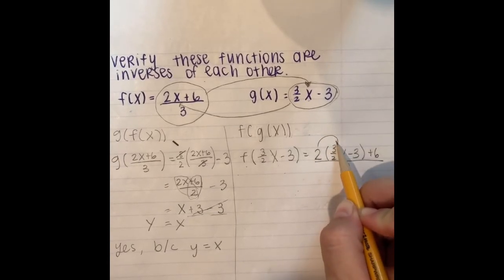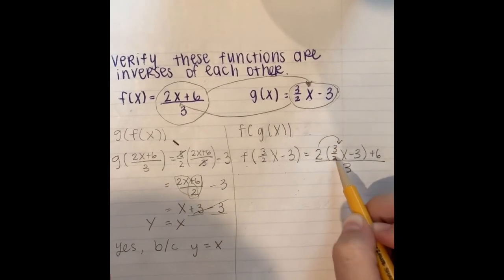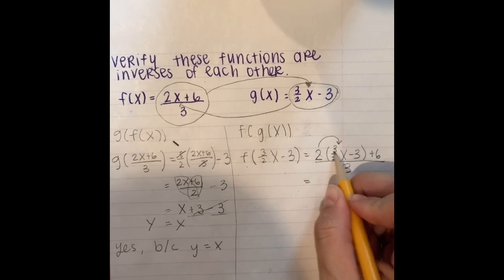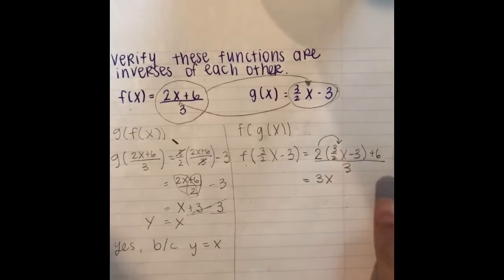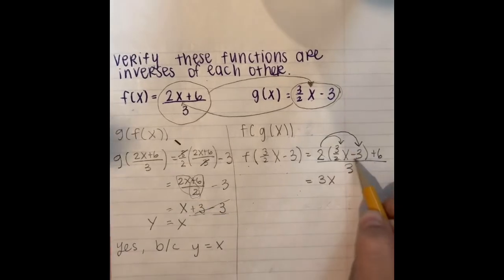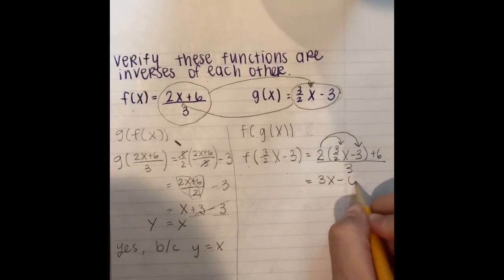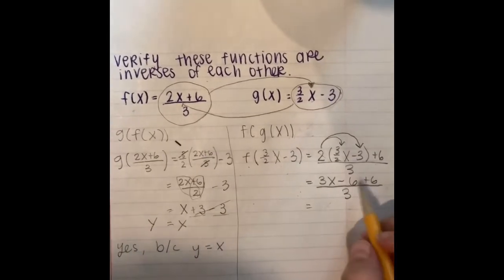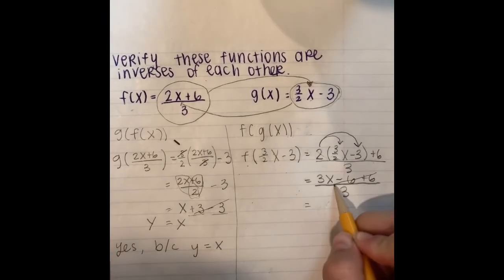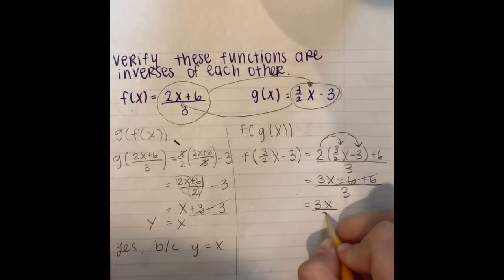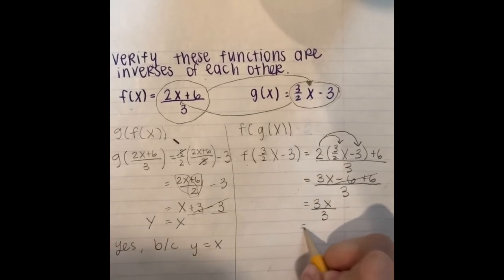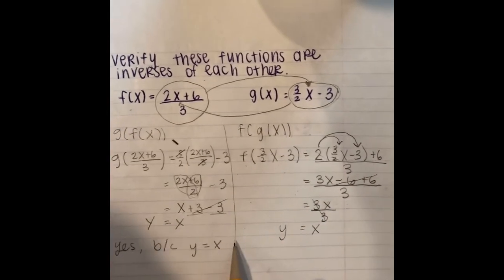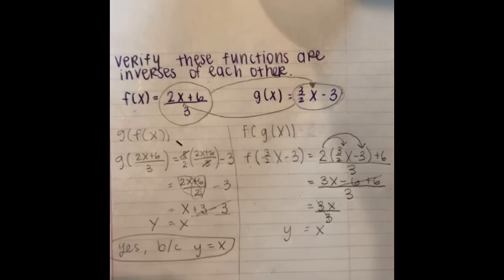So we want to do 2 times this, where we have multiplying by 2 and dividing by 2, so those two would cancel each other out for this first function. So we're just left with a 3 times x. And then if we distribute 2 to the negative 3, 2 times the negative 3 is a negative 6, plus 6, all divided by 3. Well, a negative 6 plus 6 is 0, so then you're left with 3x divided by 3. And multiplying by 3 and dividing by 3 cancel, so we're left with 1x. So back to our answer of yes, they are inverses because y equals x.